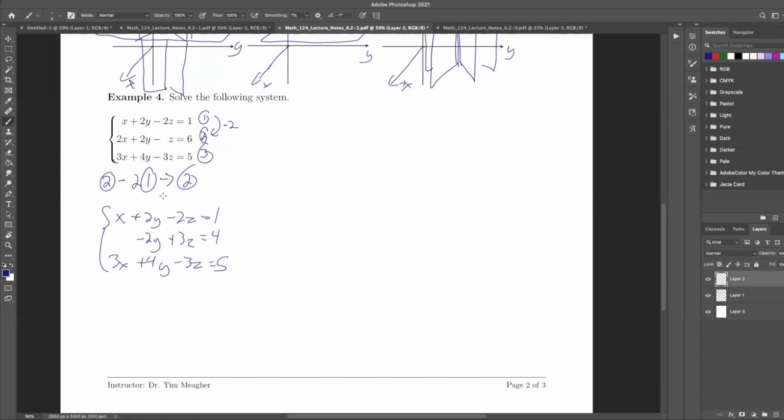Okay. So the next step is I want to make this a 0. In order to do that, I'm going to take -3 of this row and add it to this row, because I want this to cancel this out. And always do it in this order. Always get rid of this one first, this one second, and this one third. Always do it in that order.